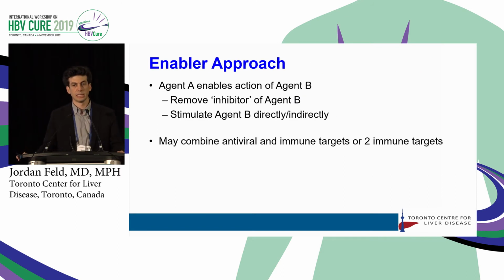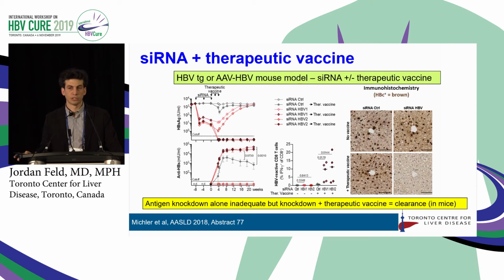So we move down to the next approach, this enabler concept, where the idea is that agent A enables the action of agent B. This would either be taking away something that's blocking the action of agent B, or perhaps stimulating agent B directly or indirectly. I think this is probably more relevant on the immunological side, in trying to enhance the effects of some of the immune targets. I'm just going to give a few examples. Again, none of these are from human clinical trials, but there are some from preclinical data.